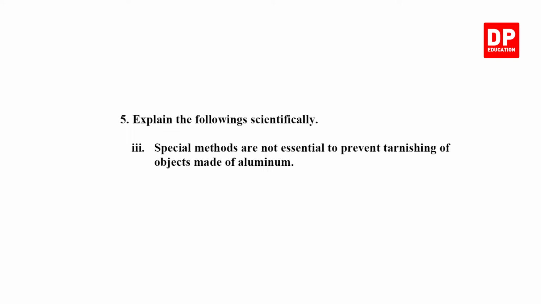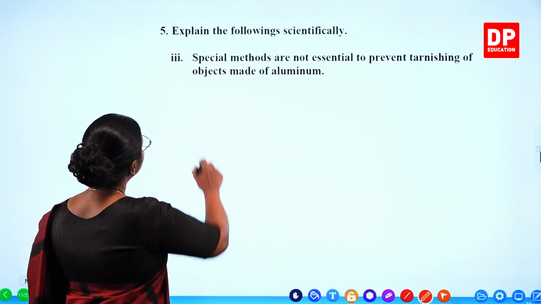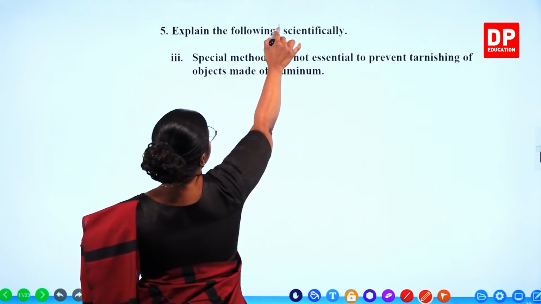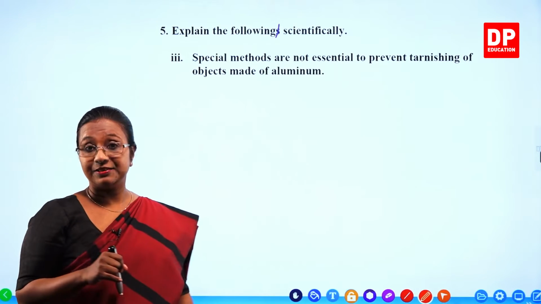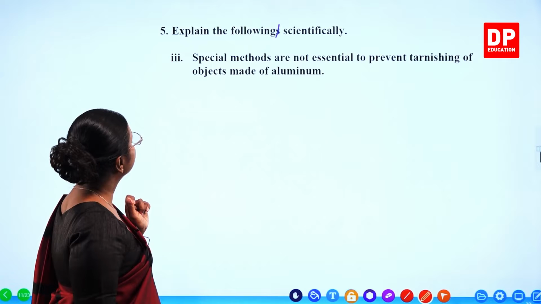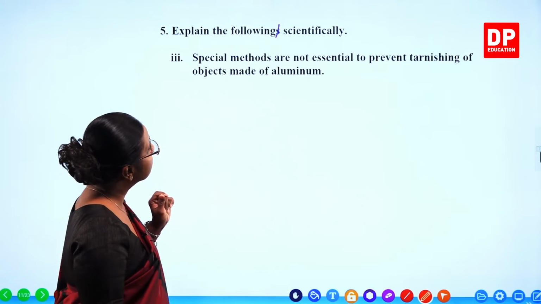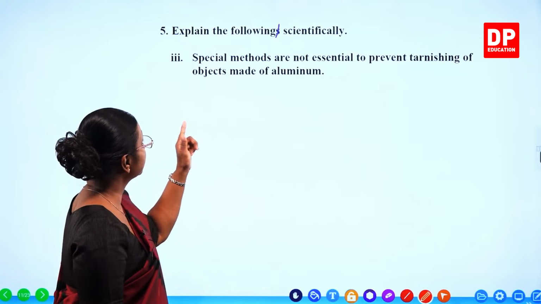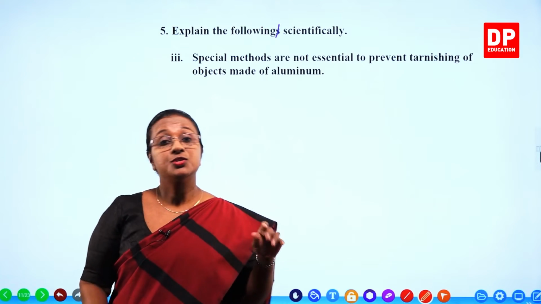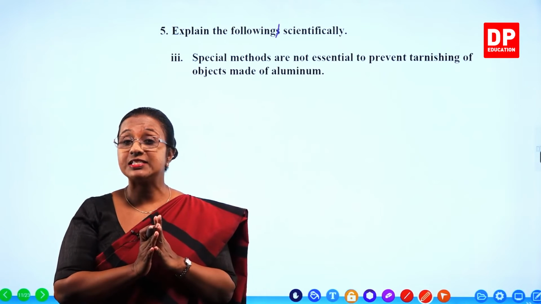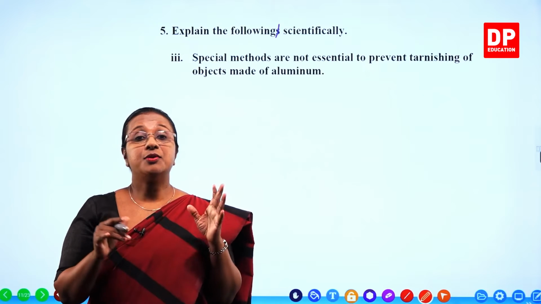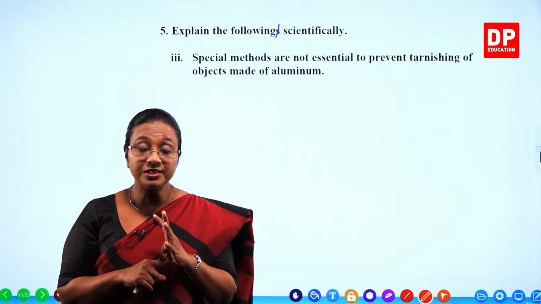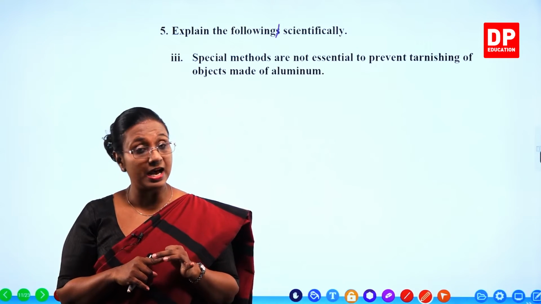So question number 5, the third part of the question. Here, as I told you, students, explain the following scientifically. The third one: special methods are not essential to prevent tarnishing of objects made of aluminium. You can remember, students, we have discussed these processes. There is the process of corrosion, and there is the process of tarnishing.